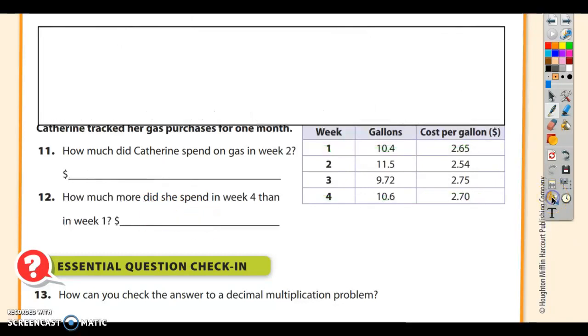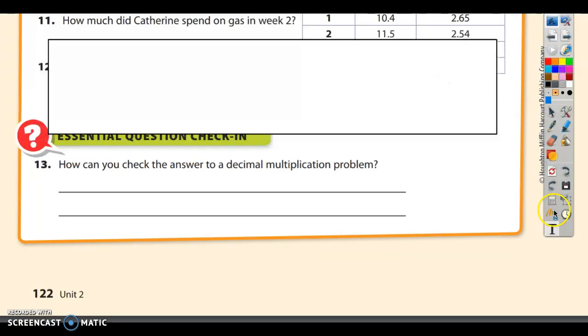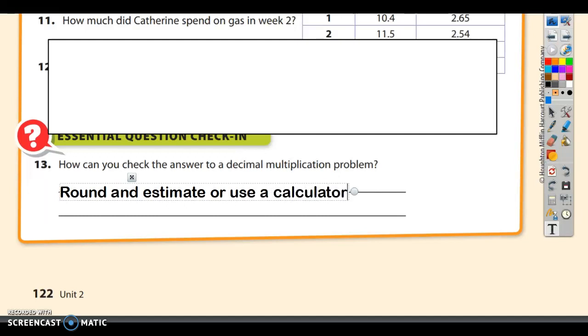All right, one more problem at the bottom, the essential check-in. How can you check the answer to a decimal multiplication problem? Well, there's several ways you could do. You could estimate and round and estimate. Or use a calculator.